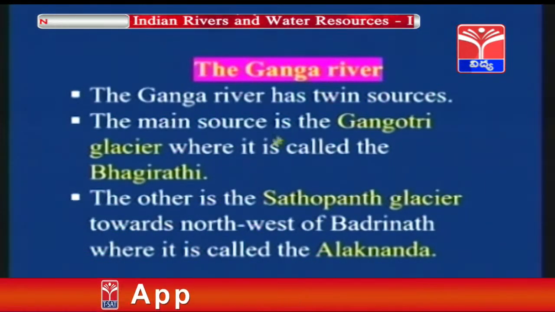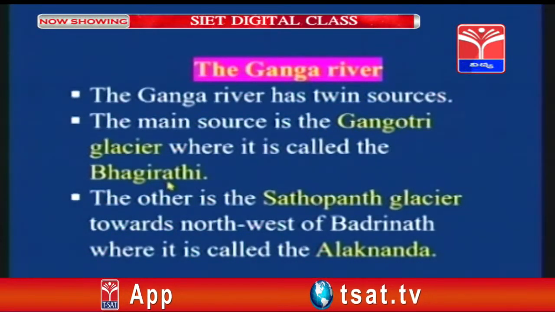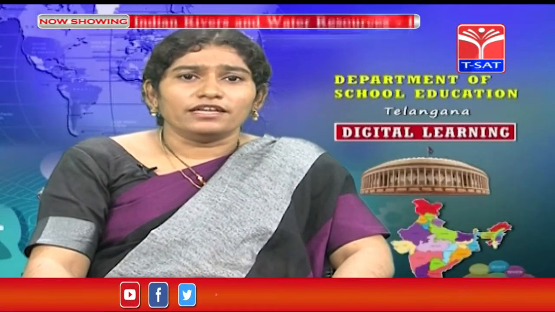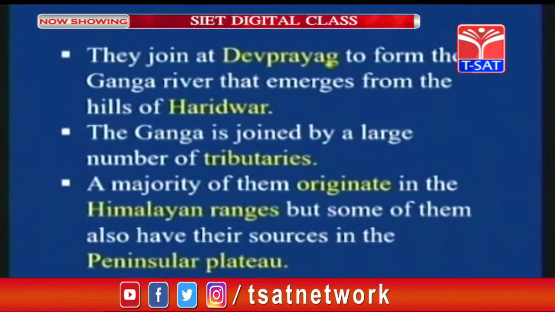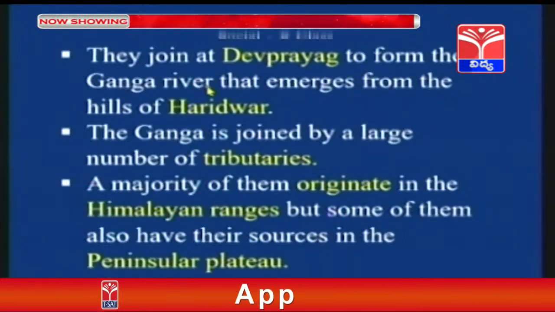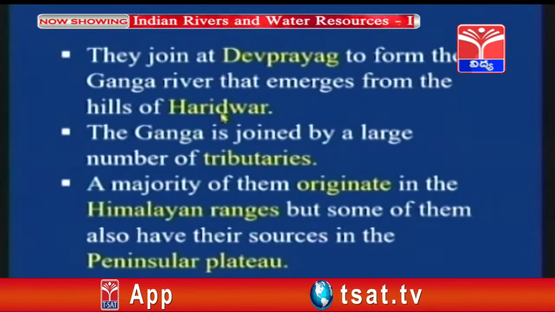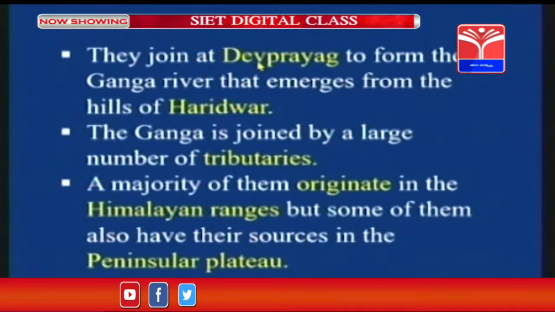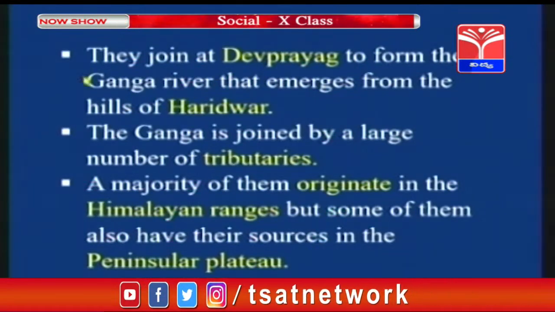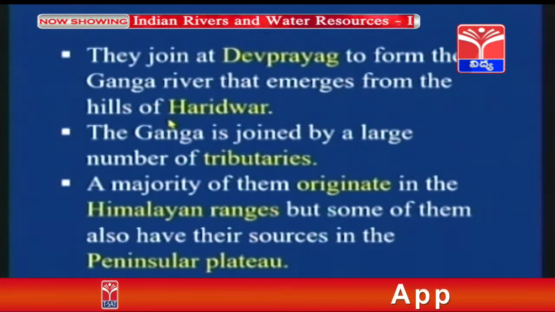So, you must have understood that Ganga originates from two sources, that is Gangotri Glacier, where it is called Bhagirathi, and the Satopanth Glacier, which is called Alaknanda. So, they join at Devprayag to form the Ganga river that emerges from the hills of Haridwar. The Bhagirathi and Alaknanda both join and become the river Ganga, and they emerge from the hills of Haridwar as the Ganga river.